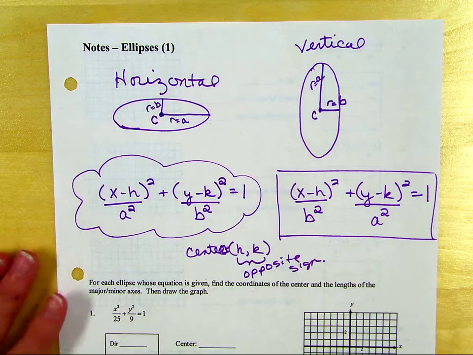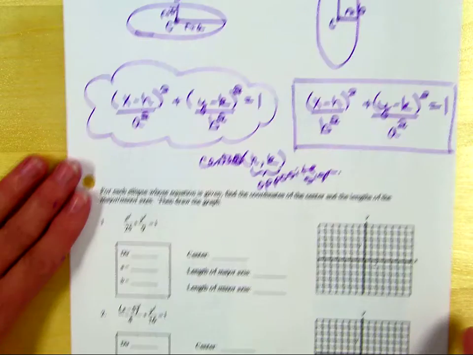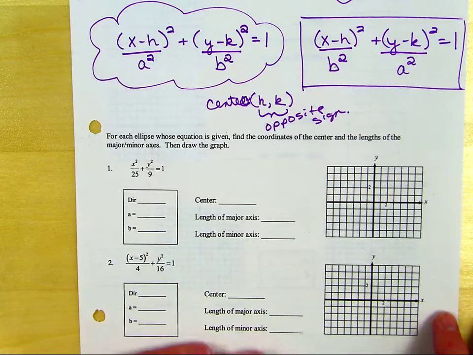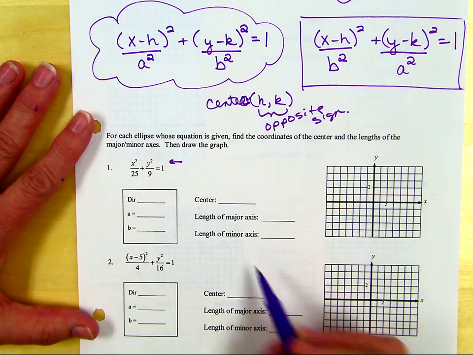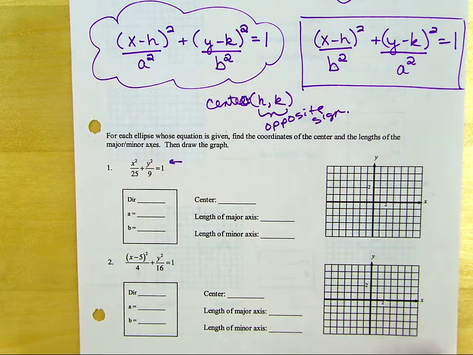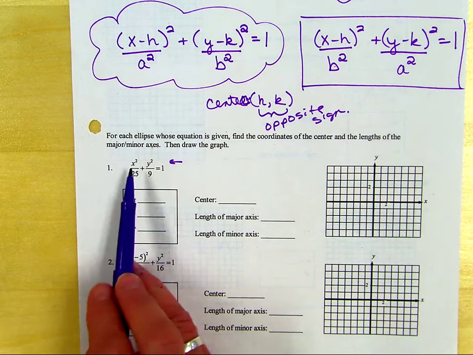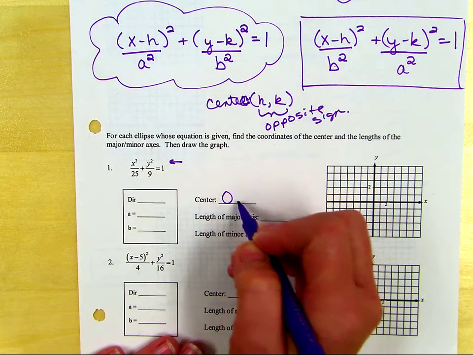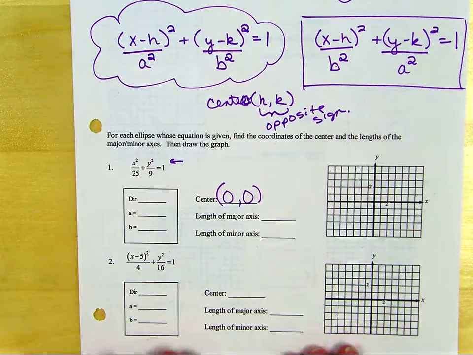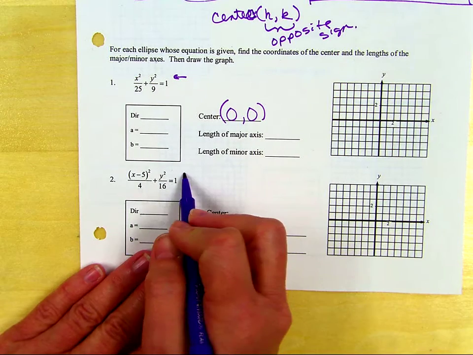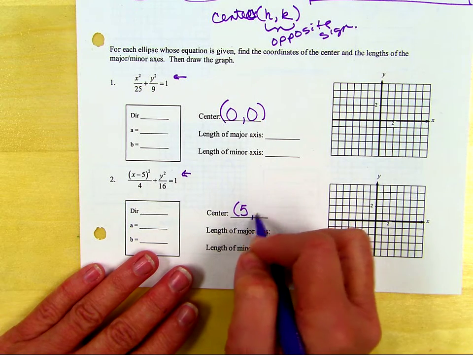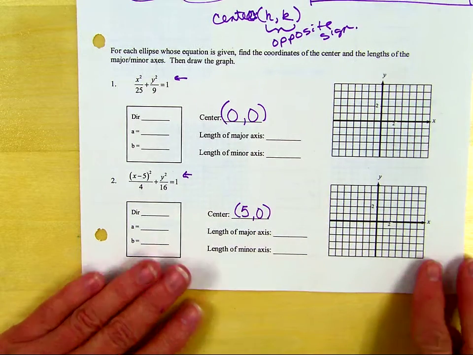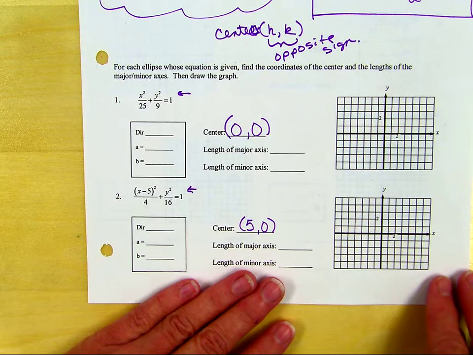All right, so let's look at graphing when we're given an equation. First we're going to look at the top. This top is going to give us our center. We do it just like we did the circle. So for here, the center is 0, 0. For this one down here, the center is positive 5, 0. That's no different than how we looked at the center for the circle.